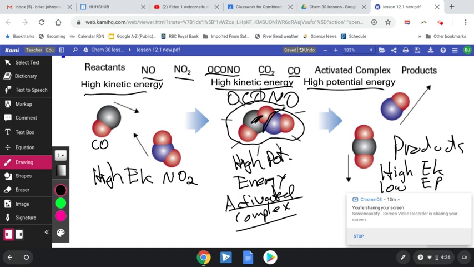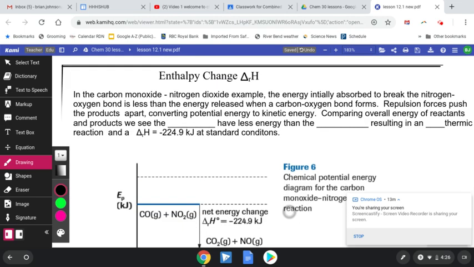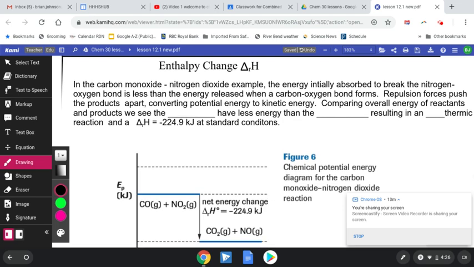OCONO, one large molecule, and our two products are NO and CO2. I think I've used all the key terms there. Reactants and products. I sure hope your notes are neater than mine. Okay, we're almost done. So this part is just a review of that above example.